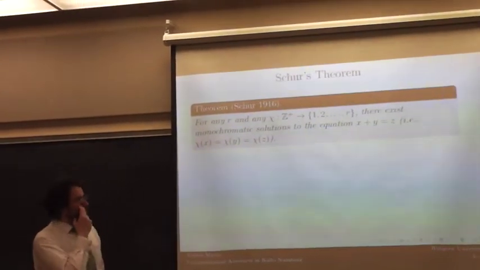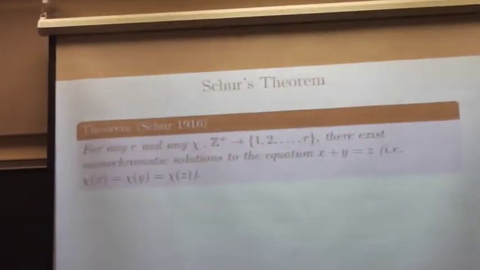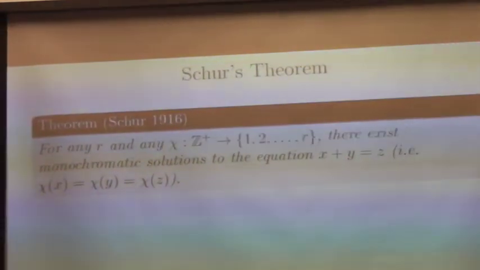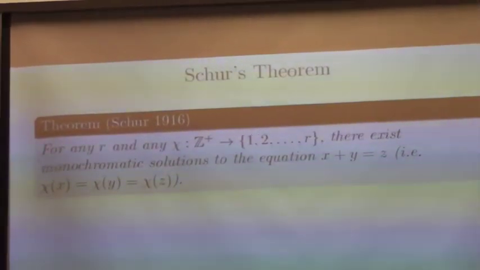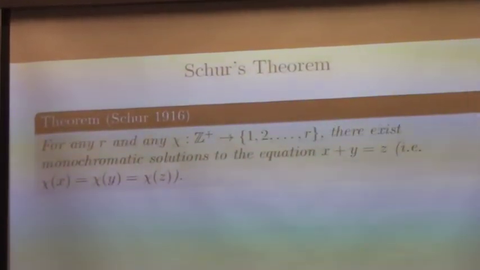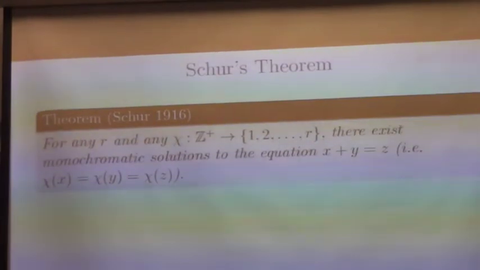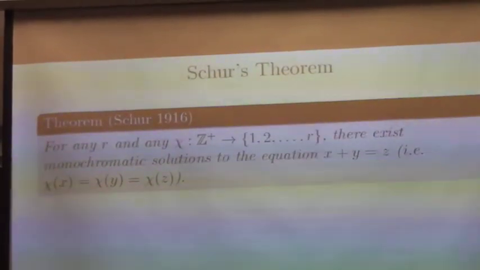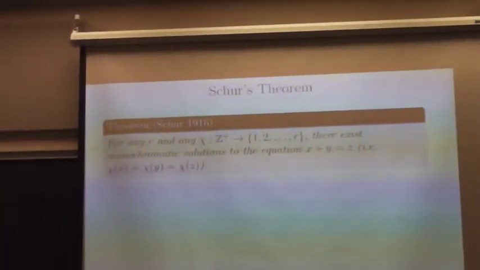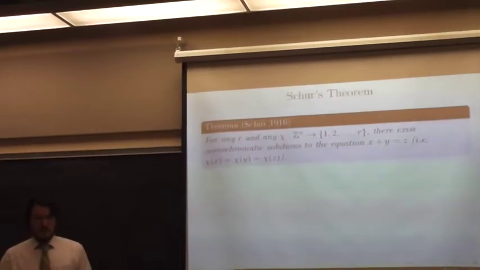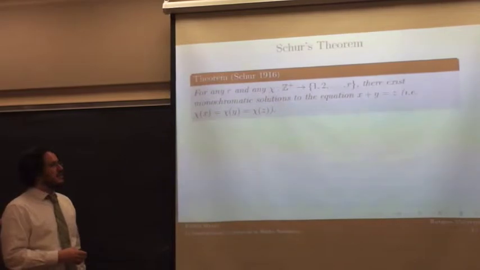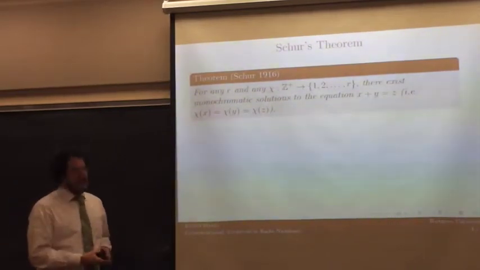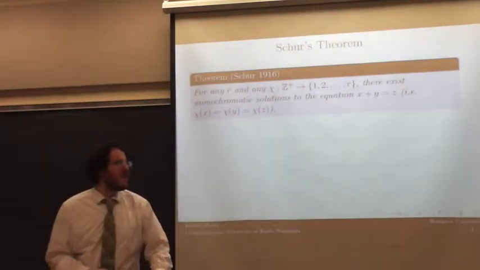And we'll start with the very first theorem in this area. In 1916, Schur proved that for any R coloring of the positive integers, there's a monochromatic solution to the equation x plus y equals z. Okay. And let that sink in. It doesn't seem like it's an especially interesting theorem on its own, maybe.